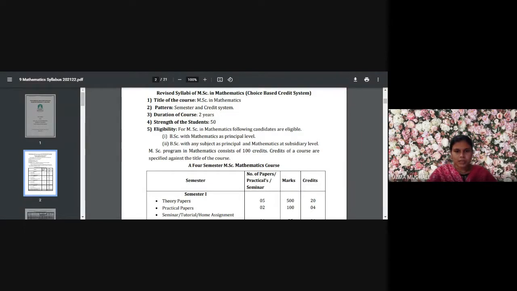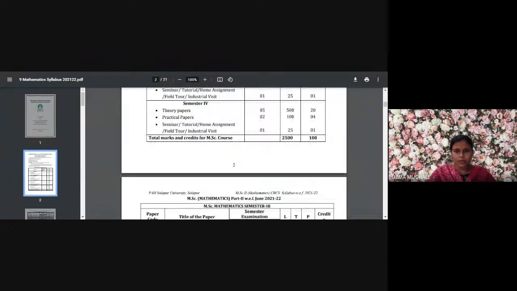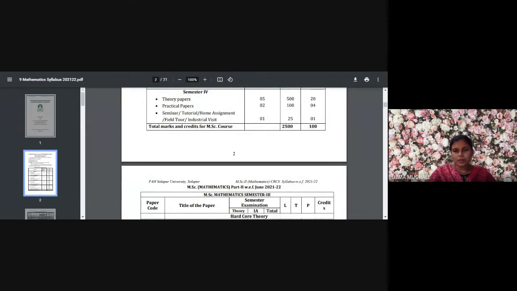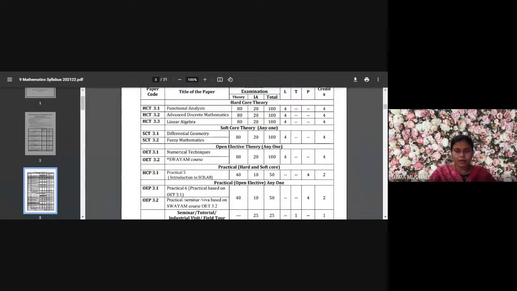So here it is given in detail what the semester pattern is, and the syllabus is for MSc students, strength of the student, eligibility, everything is given. Okay, so you can go through this one. Totally you have to appear for 2500 marks, out of which you have already appeared for half of them. Now you have to go for the next papers, and the first one in our second year, that is in the third semester, we are going to see the papers like first one is HCT 3.1.